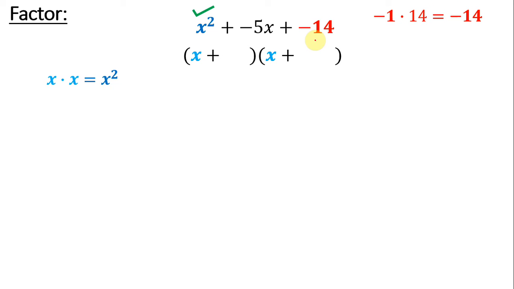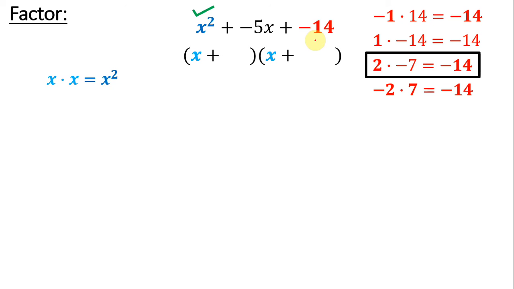Negative 1 times 14 will get me negative 14. 1 times negative 14 will get me negative 14. 2 times negative 7 will get me negative 14. Negative 2 times positive 7 will get me negative 14. But 2 and negative 7 are going to be my numbers that go in the parentheses.